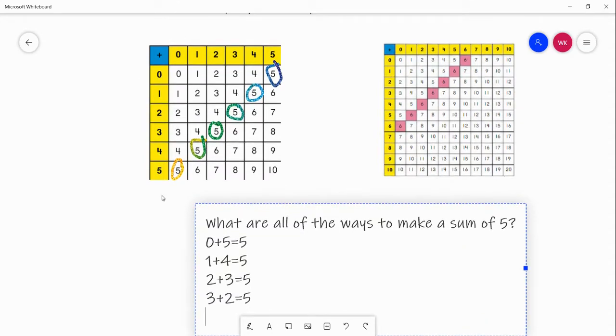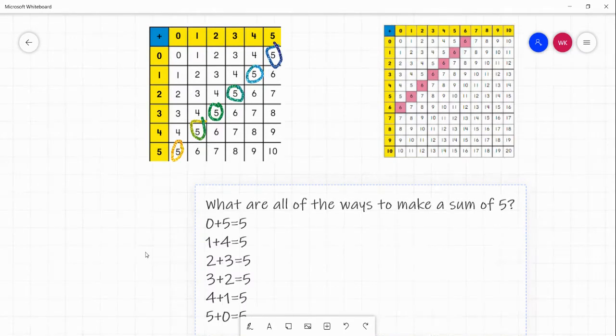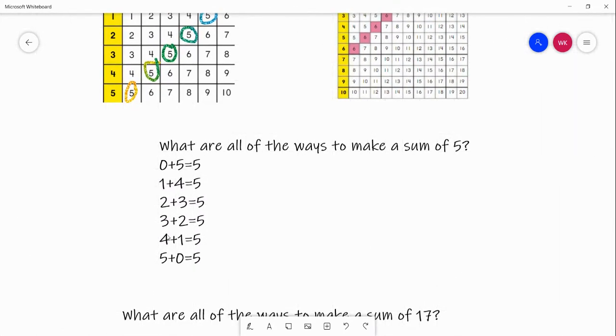4 plus 1 equals 5. And then last but not least, 5 plus 0 equals 5. So I want you to see if you can find a pattern. What do you notice? What do you notice about these numbers?